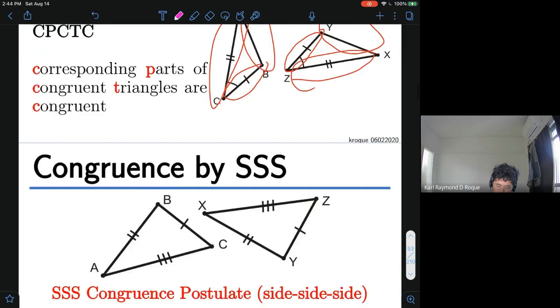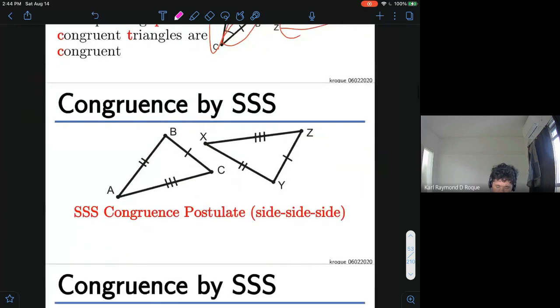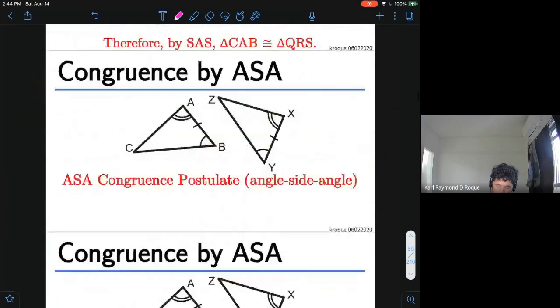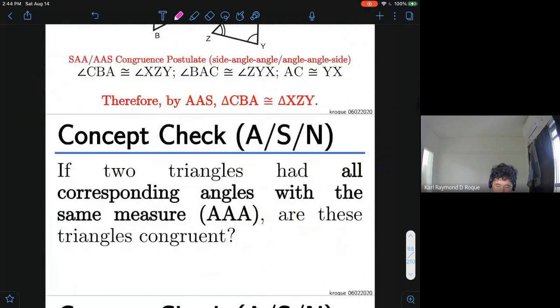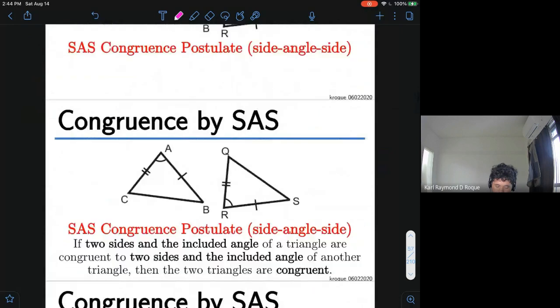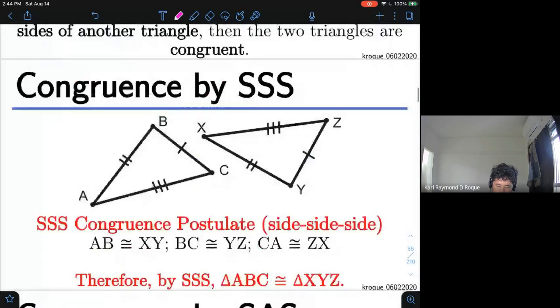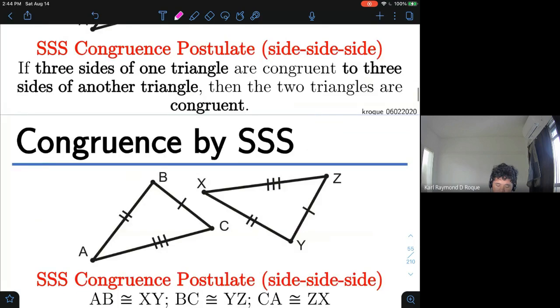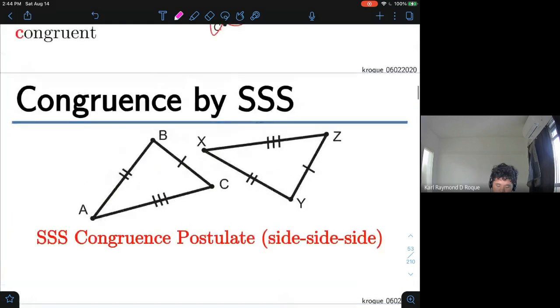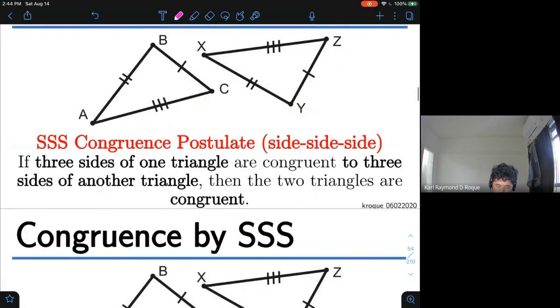Okay? So meron tayong apat na congruence postulate. Okay, so first of all is congruence by side, side, side. Siyempre, if yung tatlong sides ng triangle mo ay congruent sa three sides of another triangle, ibig sabihin, congruent sila, parehong-pareho sila. Of course, by common sense, ganoon naman talaga.